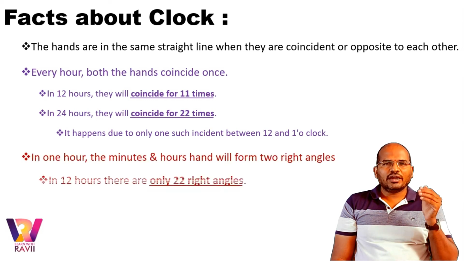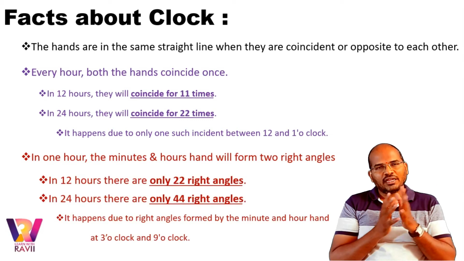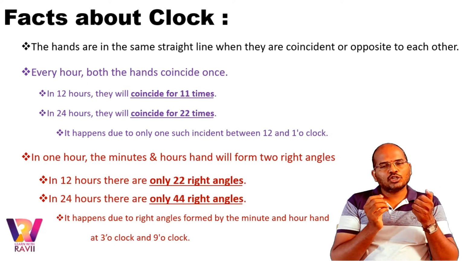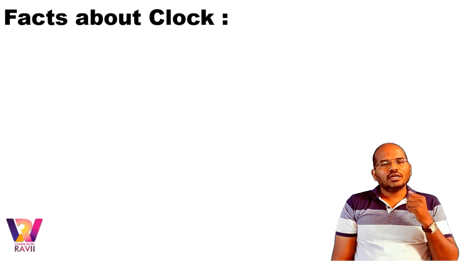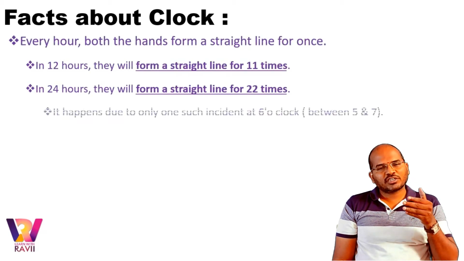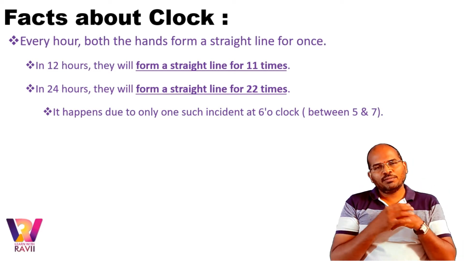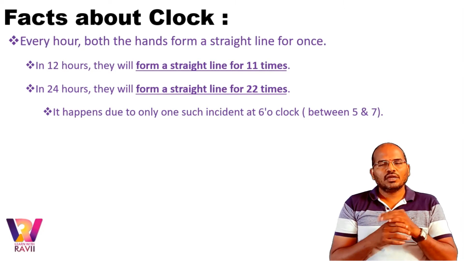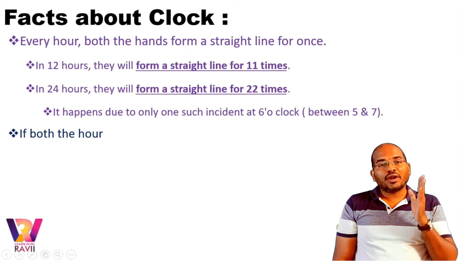Now going ahead, in 1 hour the minute hand and the hour hand will form two right angles. They will make right angles 22 times in 12 hours, so 44 times in 24 hours. The same thing happens with 180 degrees, the straight angle. In 12 hours it is 11 times. Why 11 times? Between 5 and 7 it happens only once, at 6 o'clock. And the same thing in 24 hours is only 22 times.